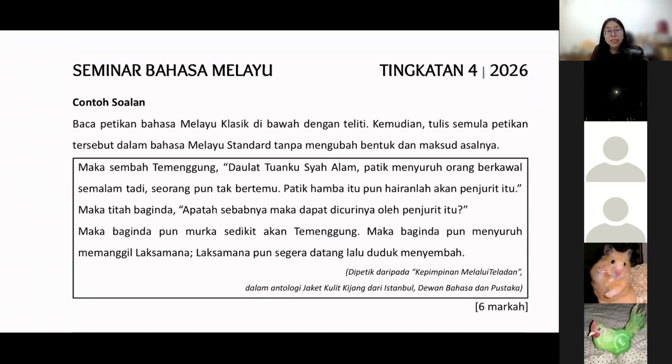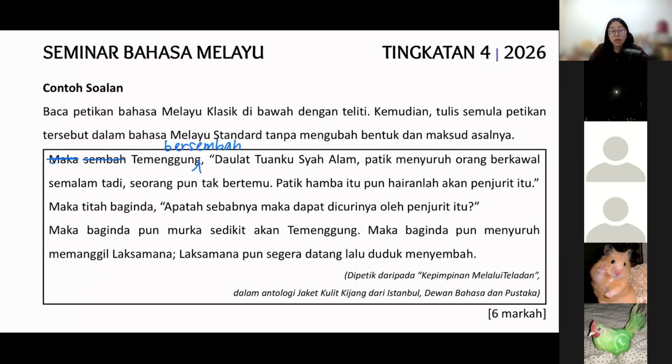Now, BMS is actually very easy. You just change a little bit of words and then you get the marks here. Don't just try to ignore it. Okay, for example, maka sembah Temenggung. You see, at the first paragraph, the maka cancel. Sembah, you put it here because Temenggung is talking, you put it bersembah. Here, talking to the king, Daulat Tuanku Shah Alam remain unchanged.